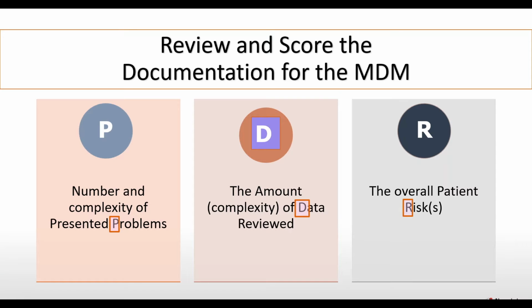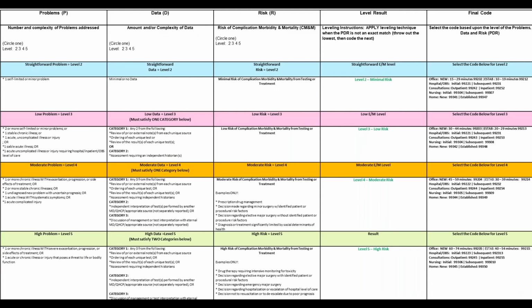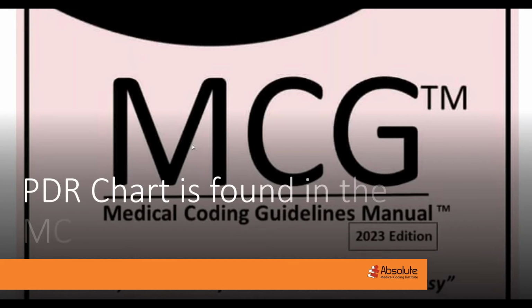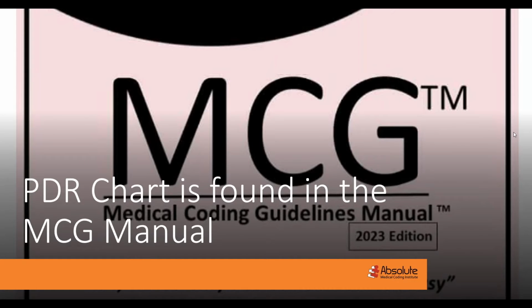Just for your information, the PDR chart is available. Where is it available? It's available in our MCG manual. This is the latest PDR chart. We have added a few codes for the hospital observation, the consultations, nursing home. You can see all of those codes in the final code column. They have been updated and they are available in your MCG manual.